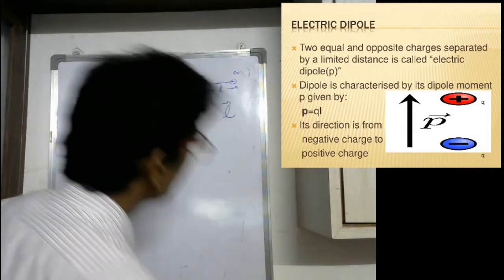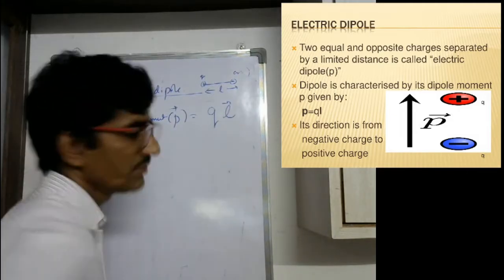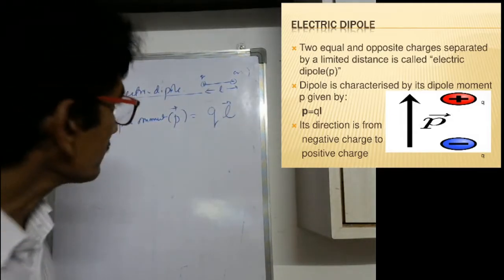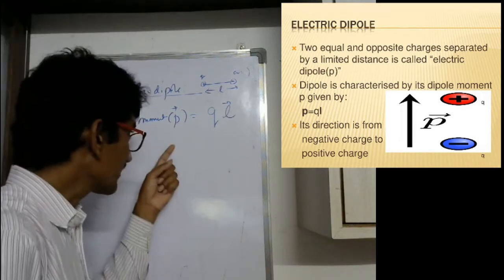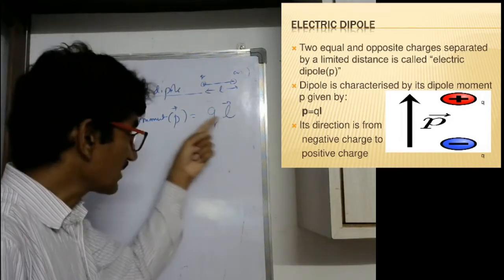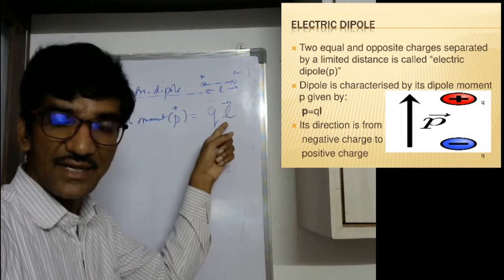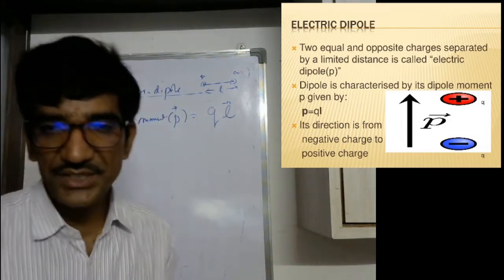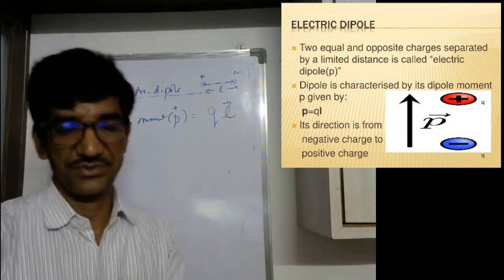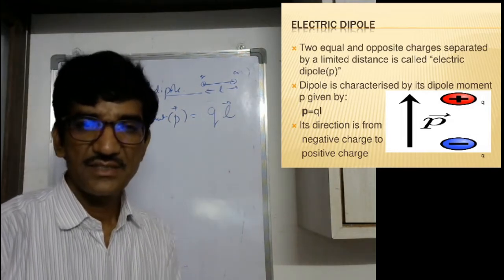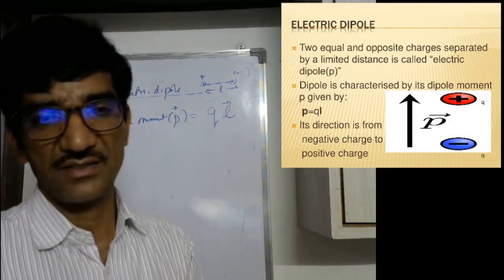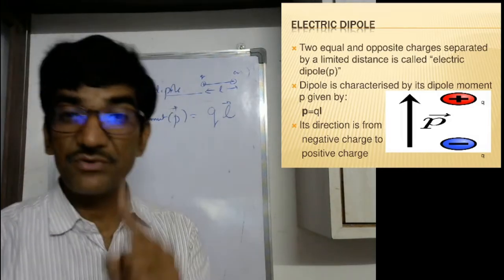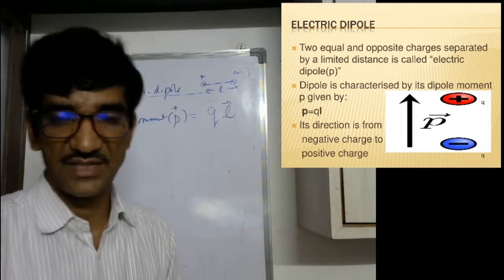Okay, just take Q as another QL. Here we have to specify the direction of P. This is along L, the line joining the two charges, but that may be either negative to positive or positive to negative. But always the direction of the P vector is shown from negative to positive charge. That you can see in the slide.